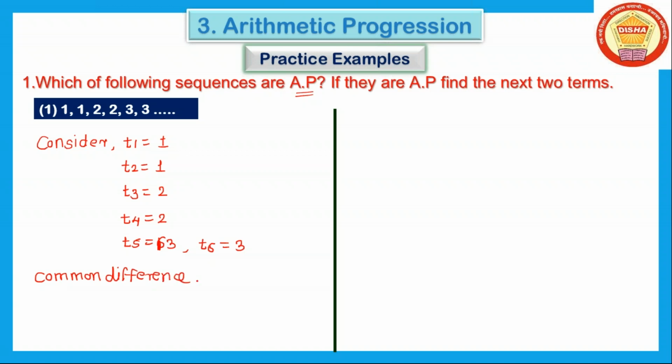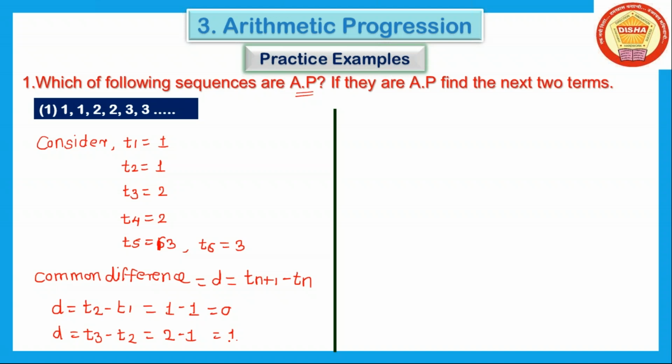What is common difference? That is D is equal to Tn plus 1 minus Tn. Okay. Then we find for the first one. That is T2 minus T1. What is T2 here? T2 is 1. 1 minus 1, which is equal to 0. Okay. Again we find D. T3 minus T2. See here, T3 is 2. 2 minus 1 is equal to 1. Again we find D. Means up to 4 times we have to find the common difference.